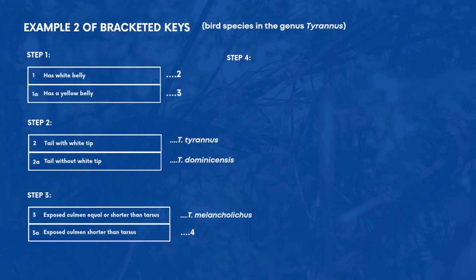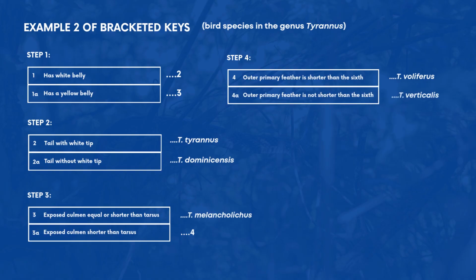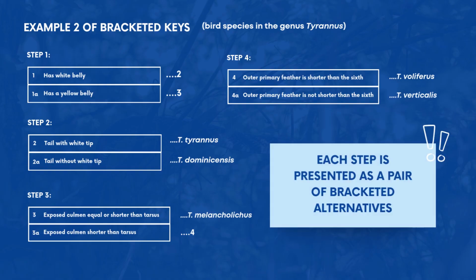At step 4, the wings are compared. If the outer primary feather is shorter than the 6th, the species is T. voliferus. If not, it is T. verticalis. Again, notice that each step is presented as a pair of bracketed alternatives. The observer must read both carefully and decide which matches the specimen. This ensures a clear and logical pathway to identification.